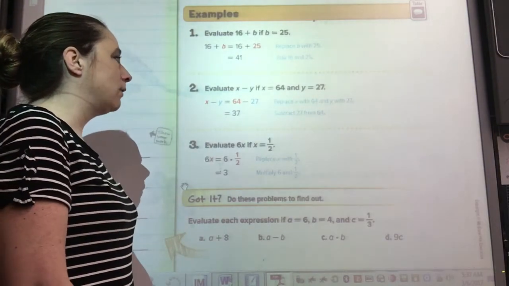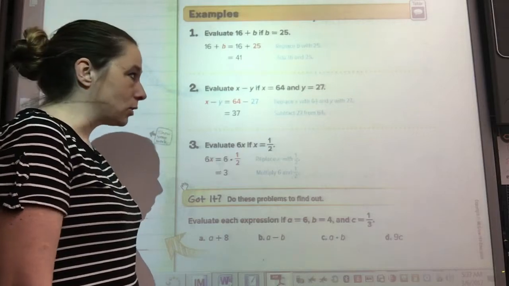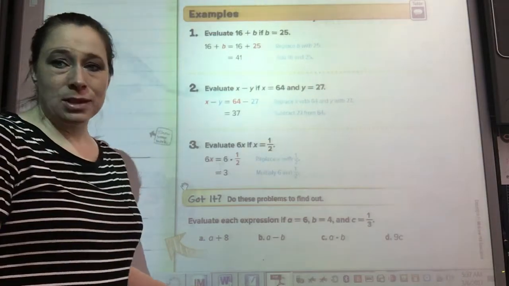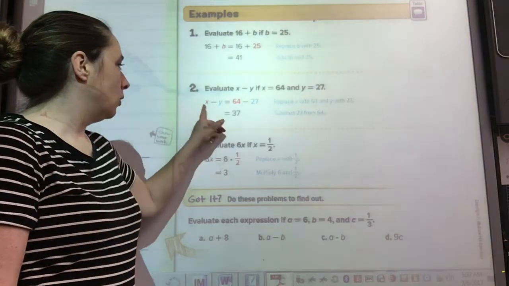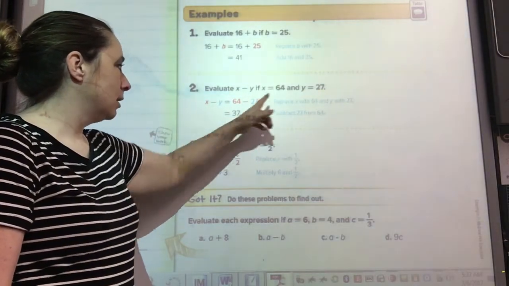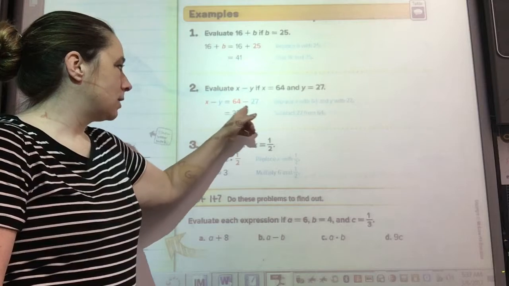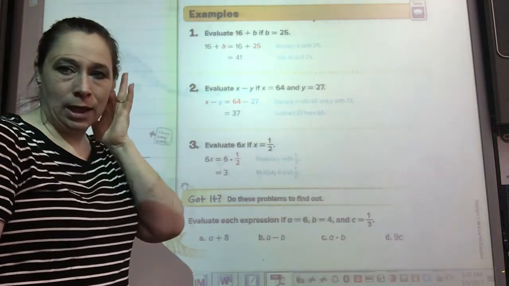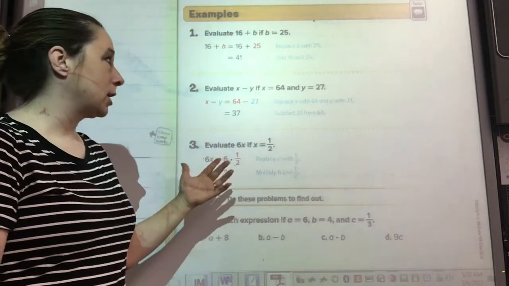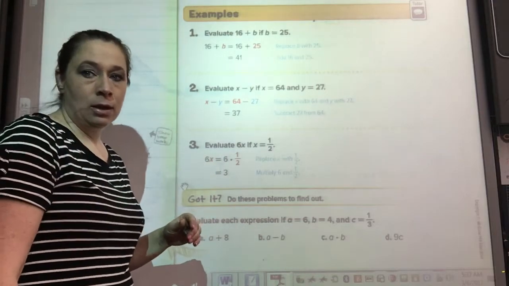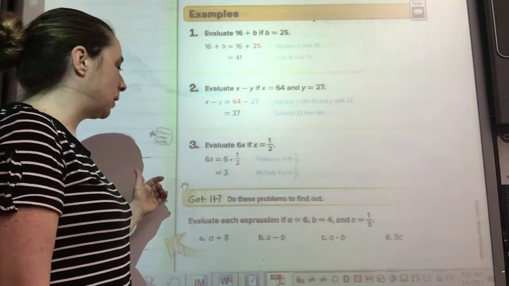Evaluate x minus y if x is 64 and y equals 27. So basically what they're doing is telling you to do 64 minus 27. They plug in 64 for x, plug in 27 for y, subtract them, and when you evaluate it, you would get 37. Remember, evaluate means to solve. And our objective today is to solve these expressions and equations.